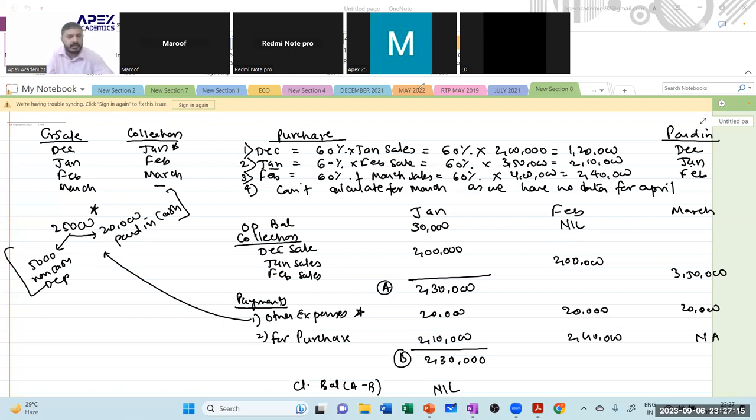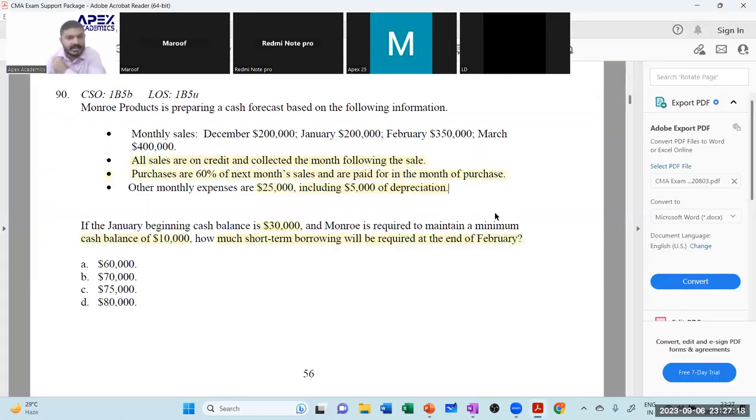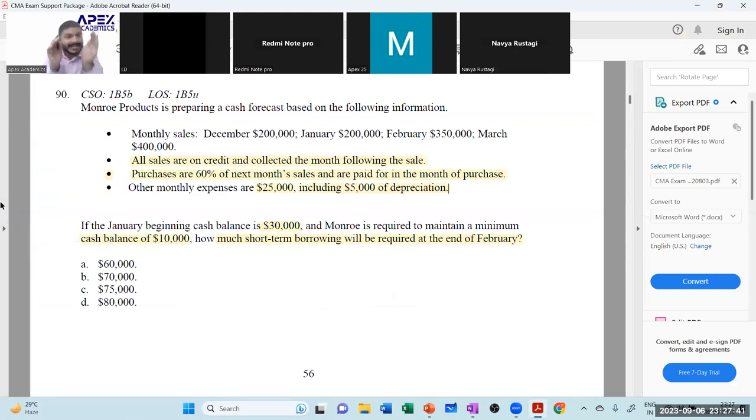Now here in the question, they have used the words in a very tricky way. They are saying Monroe is required to maintain a cash balance of 10,000. They are not specifying whether this cash balance is maintained quarterly or monthly. Monroe has not clarified whether they would like to maintain this cash balance every month, at the end of every quarter, or when. So since I am working for February, I will assume that this cash balance is to be maintained only for February. Are you with me on that?